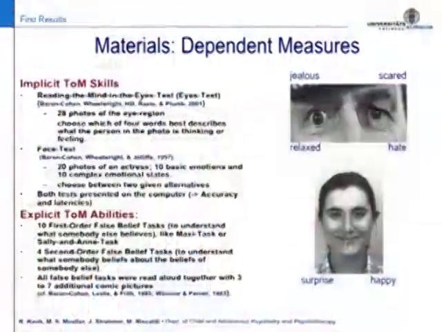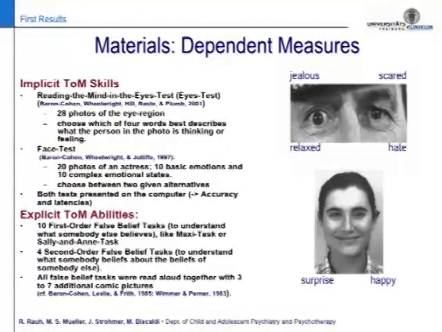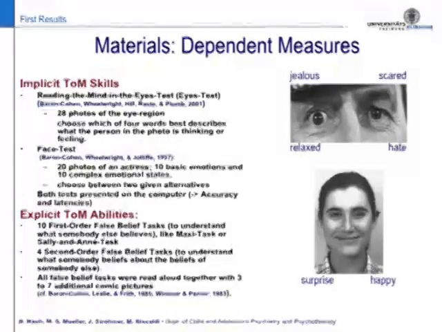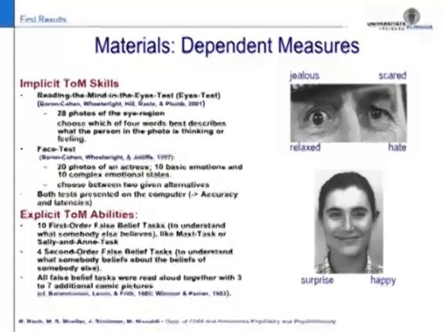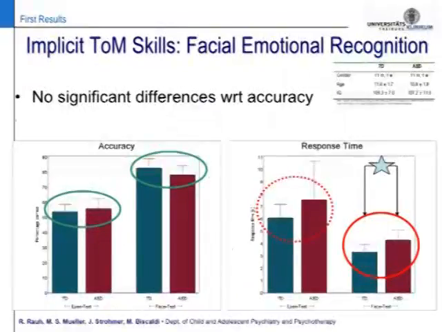10 complex emotional states. For explicit ToM abilities, we used 10 first-order false belief tasks, like the famous Sally-Ann task or the Maxi task, originally developed by Wimmer and Perner in 1983, and additionally 4 second-order false belief tasks, where you have to understand what somebody believes about the beliefs of somebody else. Okay, now to the results.